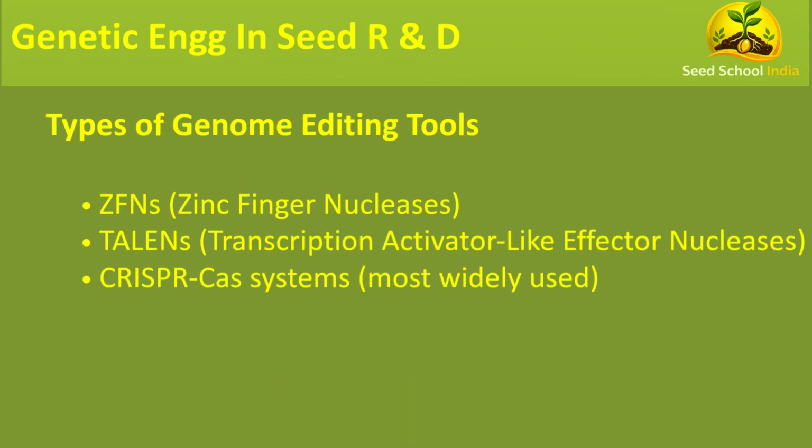There are several genome editing tools available, including zinc finger nucleases, TALENs, and CRISPR-Cas systems. Among these, CRISPR-Cas has gained widespread popularity due to its simplicity, efficiency, and cost-effectiveness. While earlier tools required complex protein engineering, CRISPR relies on RNA-guided targeting, making it easier to design and implement.